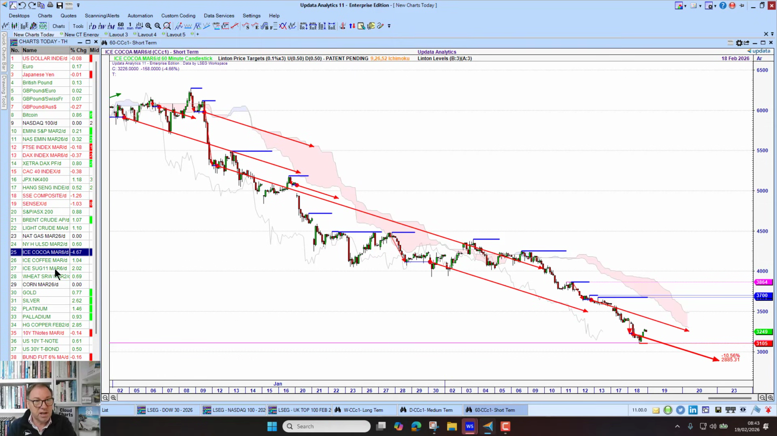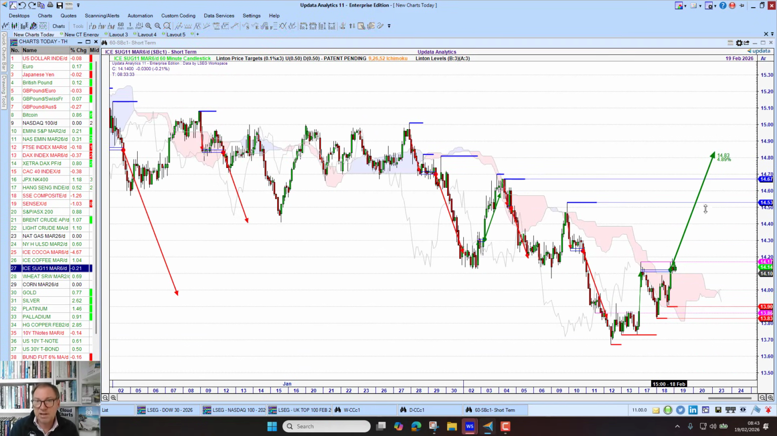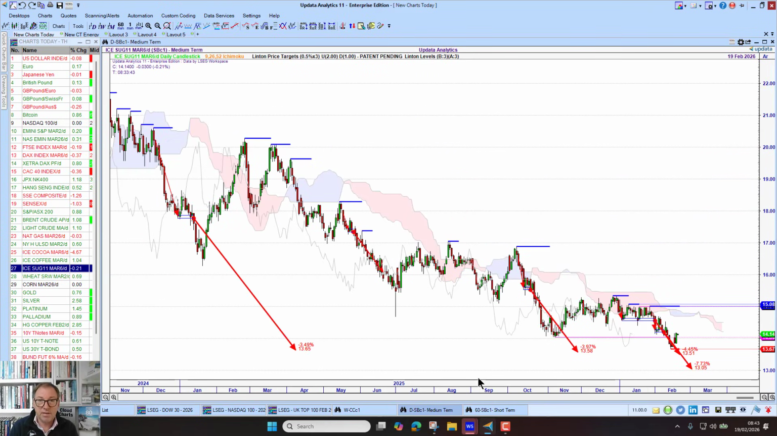Sugar's had a bit of a bounce, that's up 2%, and it's activated a new upside target. So it only dipped below that 14 level, and we're back above 14. 14 was a critical level for sugar, and if we look at the daily chart, we can see here how we're really testing that level. But the fact we've broken it is long-term bearish or medium-term bearish. We're below the cloud, so still a big question there.